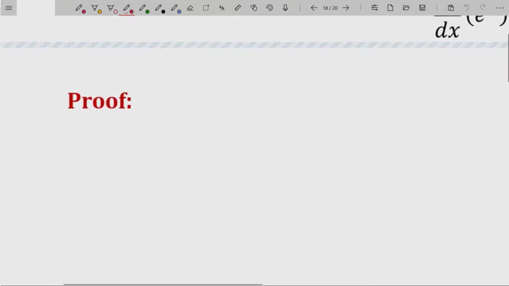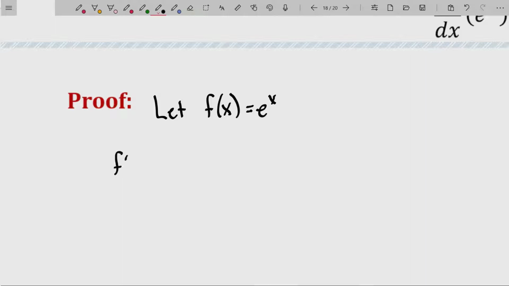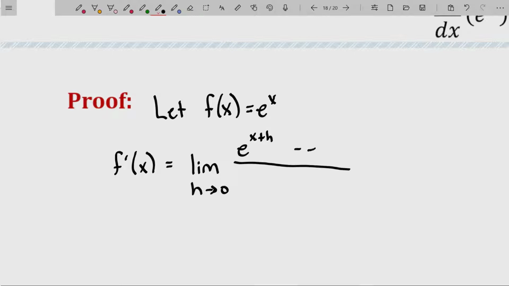So we're going to start with just saying let f of x equal e to the x, kind of like what we did in the last definition back there. Well, then f prime of x is going to be the limit as h goes to 0 of e to the x plus h minus e to the x, and that's all over h.